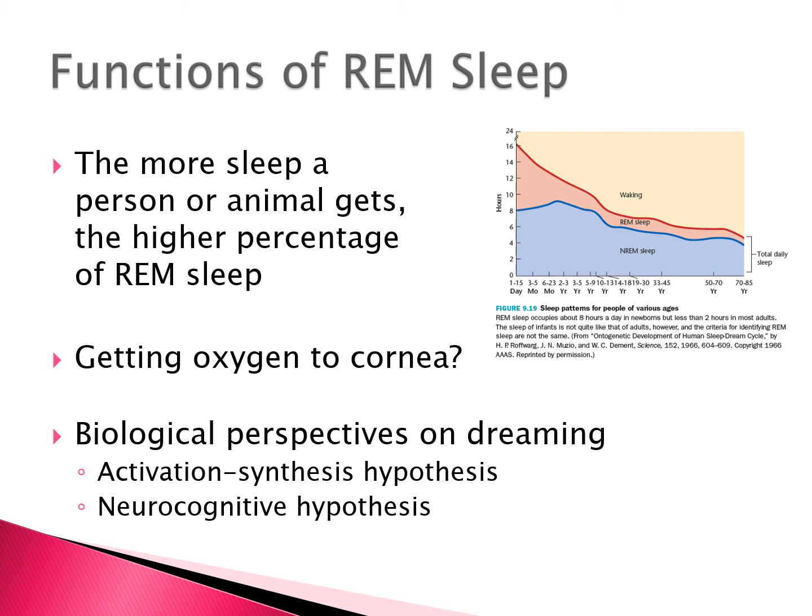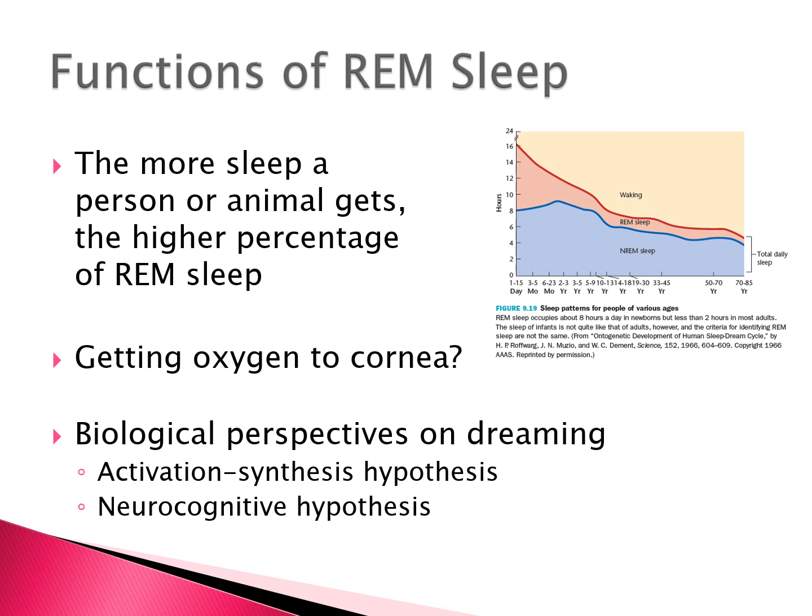But some of the suggestions here: one thing we see is that the more sleep a person or an animal gets, the higher the percentage of that sleep is REM sleep. The figure over to the right shows that through the lifespan, when we are infants, when we are very young, we're sleeping a great deal, and a lot of that is REM sleep, in the pink-red color. As we get older, we are sleeping less and less, and a smaller and smaller proportion of that is REM sleep.